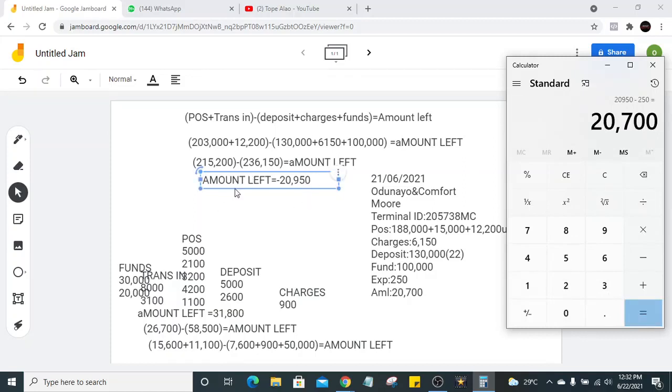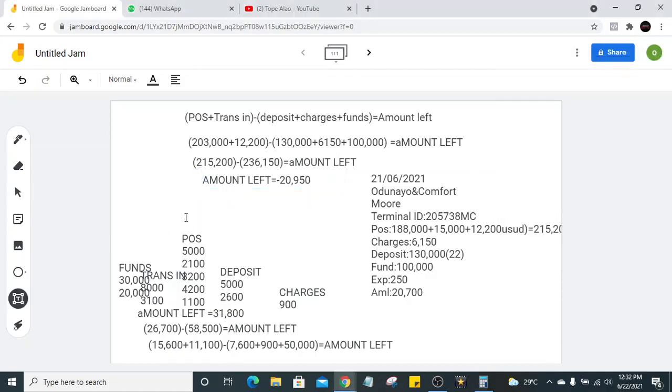So that means the final amount left, that is the cash she's supposed to remit, supposed to give me at the end of the day, will be 20,700. So she's owing me 20,700. If she gives me something other than this amount, that means there's a problem with her account, and she needs to check the account and see if everything is there.